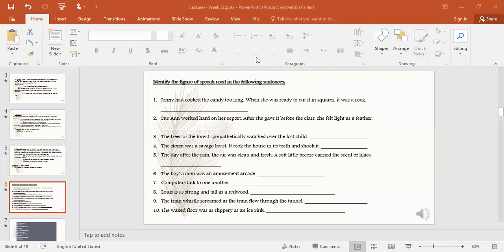Number 5. Laris? Yes, miss. The day after the rain, the air was clean and fresh. A soft little breeze carried the scent of lilacs. Yes. It is a metaphor.